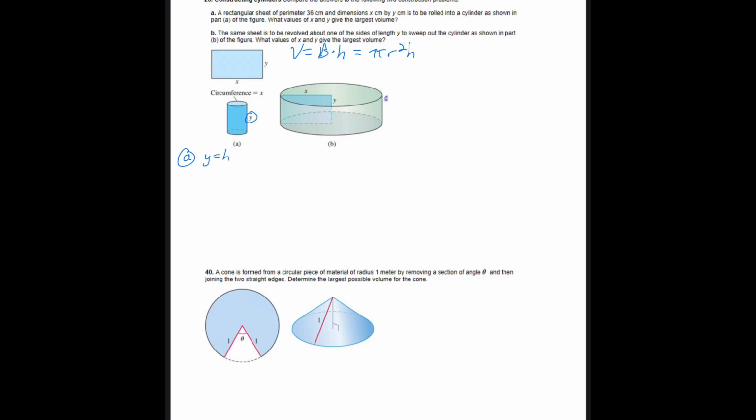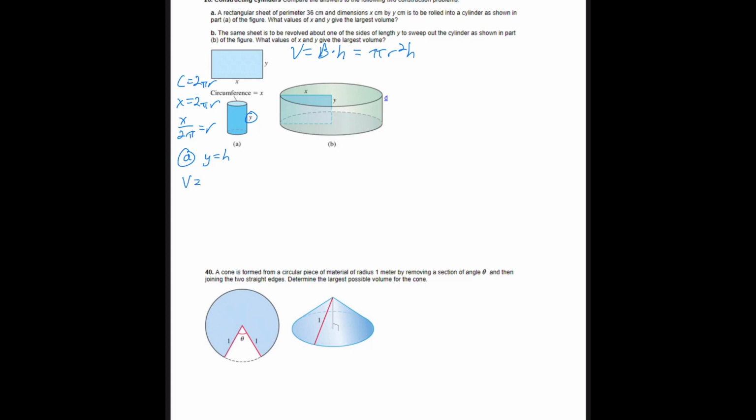Okay. So what we need to do is fill in these formulas so that we're only using one variable. So for part A, in our cylinder, y is equal to h, and x is the circumference of the circle. So we need to relate that to r. So that would be c equals 2 pi r, the formula for circumference. So x equals 2 pi r. So x over 2 pi equals r.